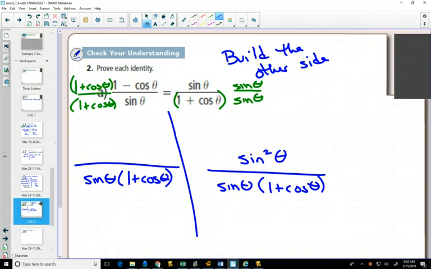Can you see that the top is a factored form? Put brackets around this one too. 1 plus cos, 1 minus cos is a difference of squares. And if you multiplied that out, and you can multiply it all out, 1 times 1 will give you 1. 1 times minus cos will be minus cos, but then you'll have 1 times cos, which will be plus cos. Those go away. And then cos times negative cos will give me 1 minus cos squared.